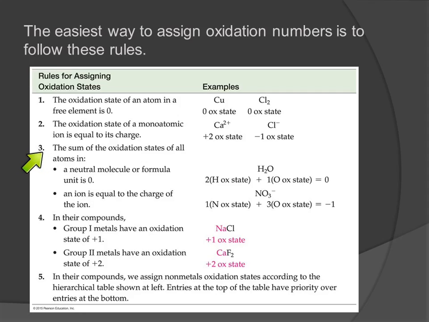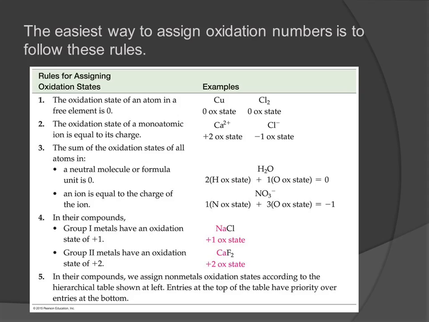The third rule is that the sum of the oxidation states has to add up to 0 for a neutral molecule. They have to add up to the charge on the ion for a polyatomic ion. So here we have water. There are 2 hydrogen atoms. So if we take the oxidation state for hydrogen and multiply by 2 and add 1 times the oxidation state for oxygen, it has to add up to 0 because water is a neutral molecule. So the oxidation states have to add up to whatever charge is on that thing. For neutral molecules, it's 0.